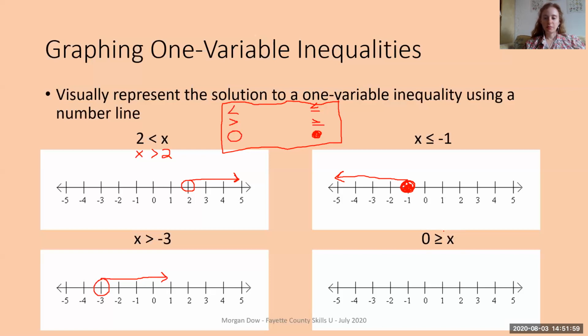All right, and then our last example here says 0 is greater than or equal to x. So I'm going to put a closed circle at 0, a filled in dot. And now 0 is greater than or equal to x, right? 0 has to be greater than x. That means x is less than 0, right? We can flip this around. We could think of it as x is less than or equal to 0. And so we want to point to all of those numbers that are less than 0. So our arrow points to the left.